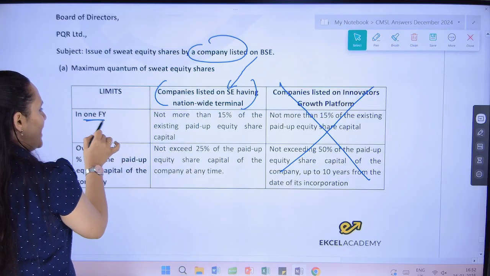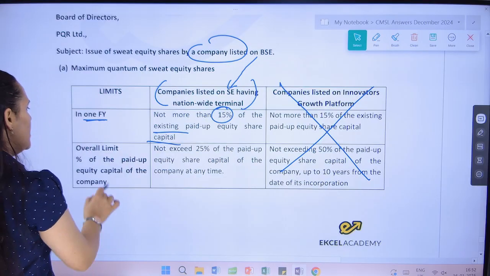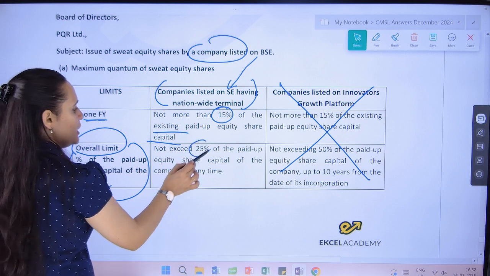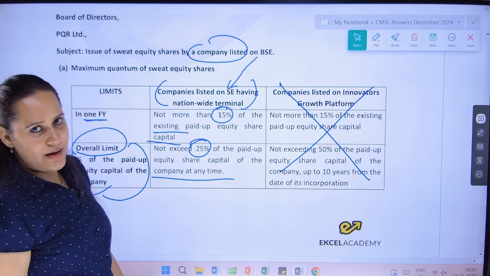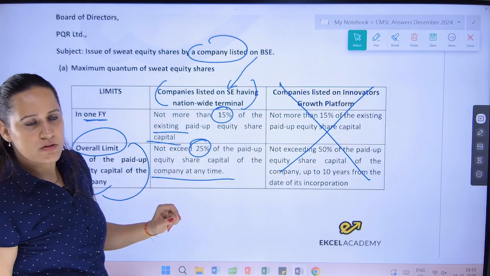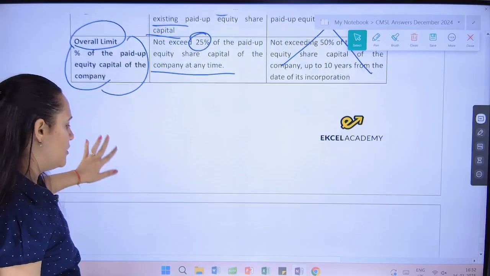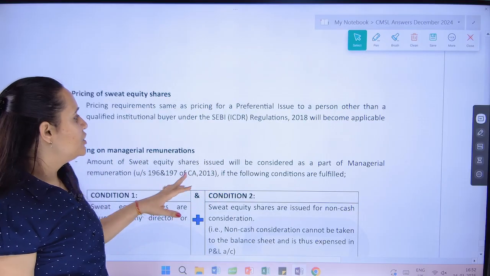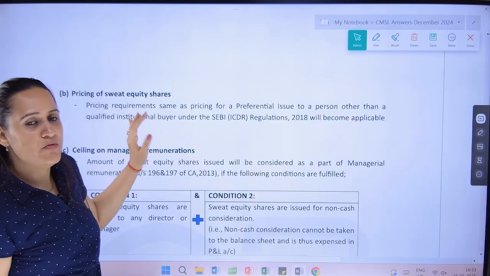So in one financial year, not more than 15% of the existing paid up equity capital of the company, and the overall limit for the percentage of paid up capital is not exceeding 25% of the paid up capital of the company at any given point in time. So in one financial year, not more than 15%, overall forever, not more than 25% of the equity capital at any time. So that is the quantum. Next is pricing. Again, whatever pricing we apply under ICDR regulations when we are making a preferential issue, the same pricing mechanism will become applicable even for the sweat equity shares.